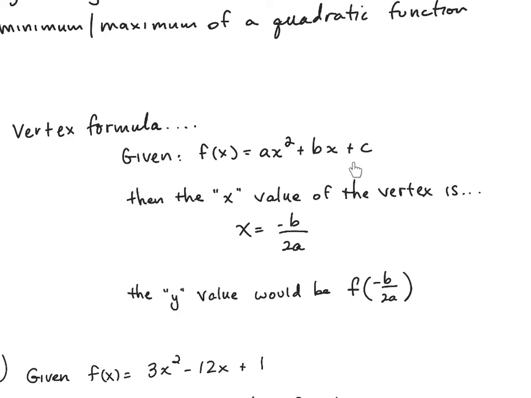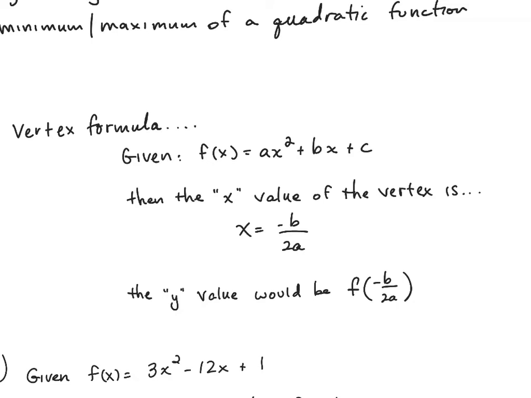So given a quadratic function in general form, the x value of the vertex, and remember a vertex is a coordinate location on a graph. It has an x and a y value. So the x value of the vertex is just the opposite of b over 2a. The y value is whatever this x value is, plugged back into the function. So this is a quick way of just finding the vertex.